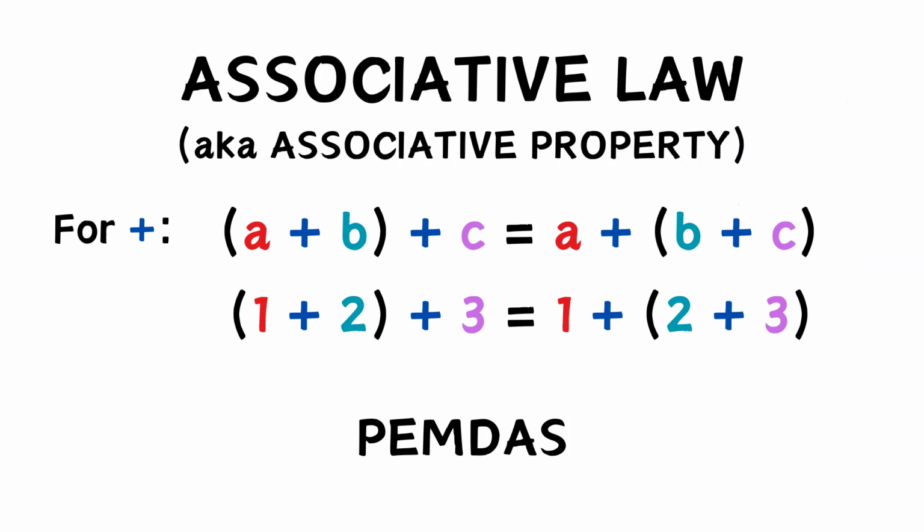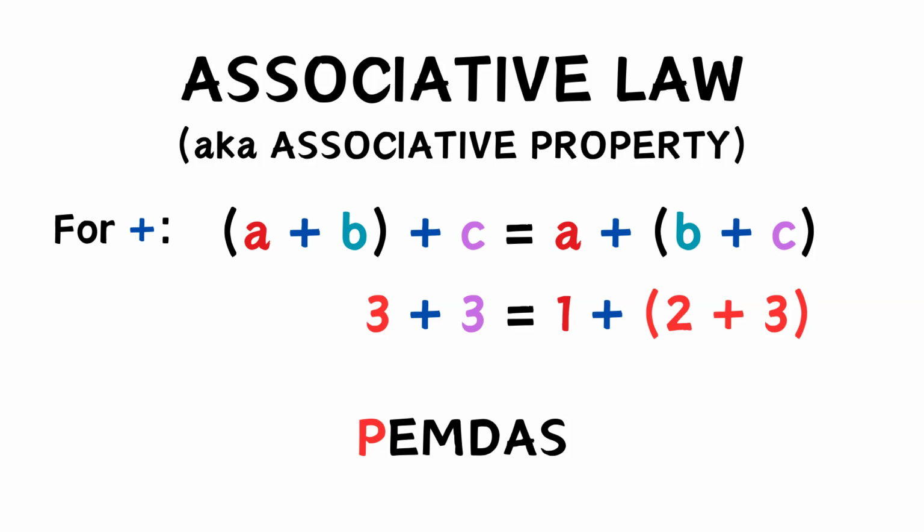Now, remember, the first step in the order of operations, PEMDAS, is parentheses. So let's tackle those first. The first parentheses is 1 plus 2, which is 3. So we simplify to 3 plus 3 equals 1 plus 2 plus 3 in parentheses.